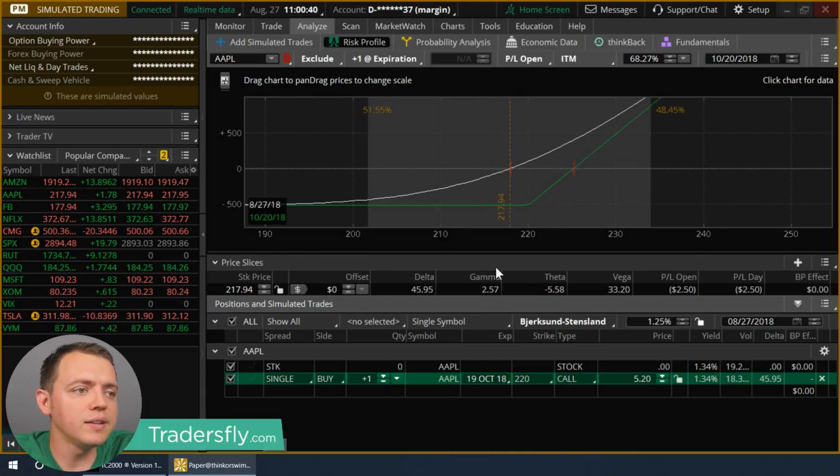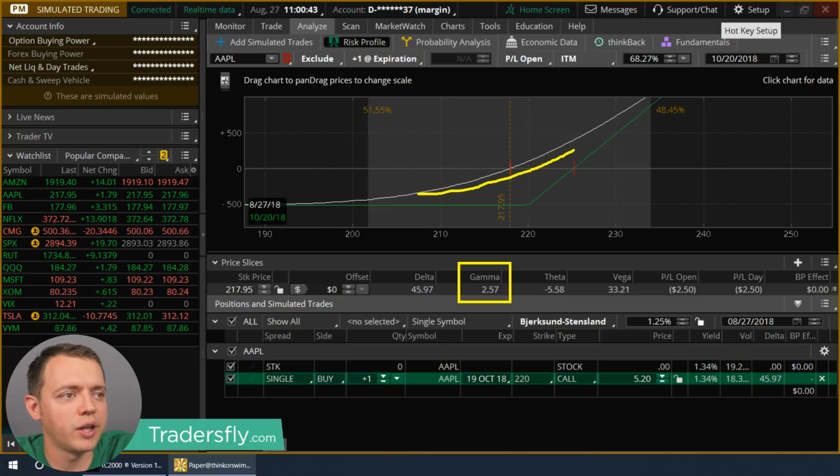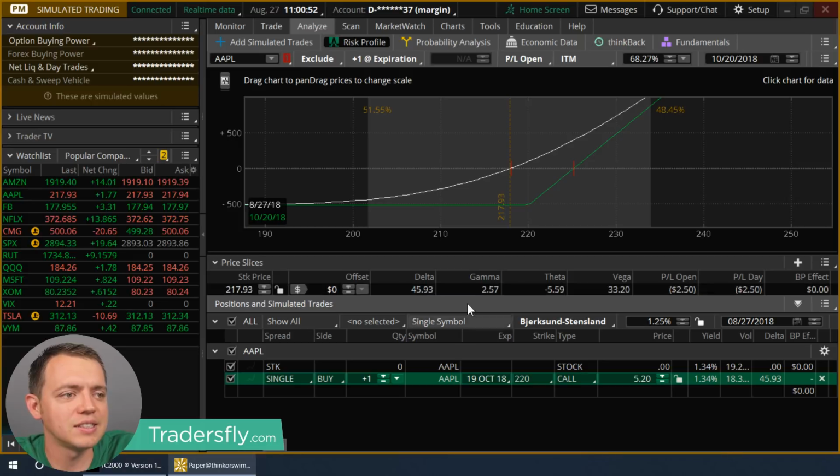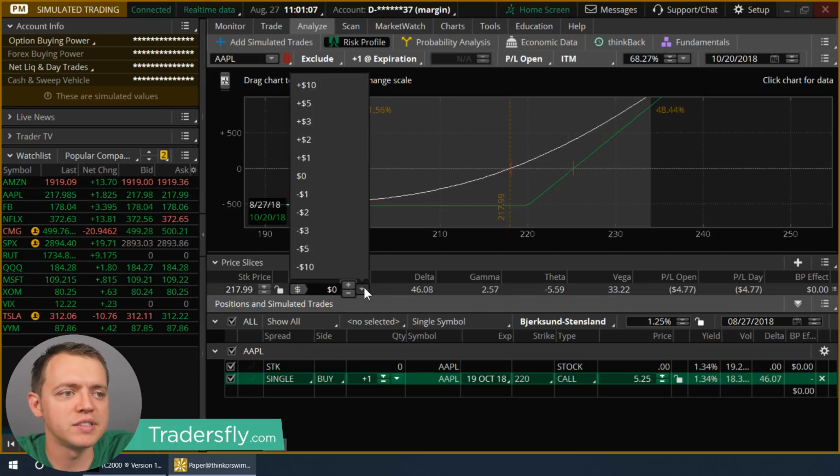Now, with delta, keep in mind, you notice it wasn't really perfect. That's because of this gamma. The gamma is the rate of change to the delta, and all that means is that curvature, how fast accelerated that curve is. So right now we have a delta of 46. If we add $1, that delta should be about 48, because the gamma is 2.57.